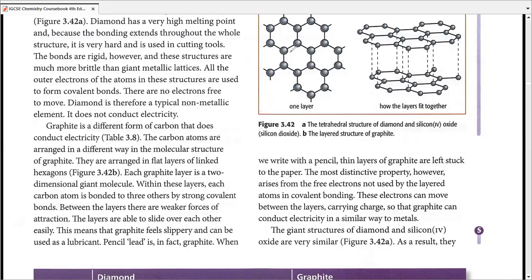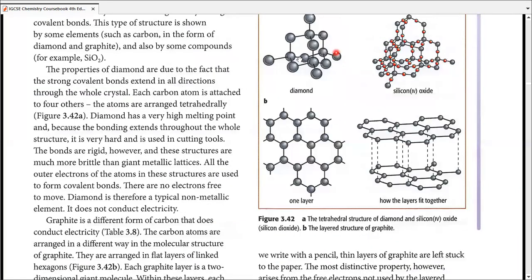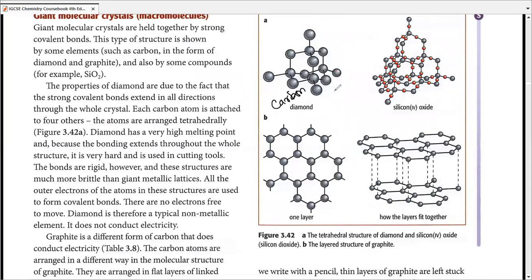Okay, moving on. So the most distinctive property arises from the free electrons that are present in between the layers, and these electrons can move freely. They can carry the charge. So graphite, even when it's made completely from a non-metal, carbon, can conduct electricity. Now, let me compare both. Diamond is made up of carbon atoms. Graphite is also made completely of carbon atoms. There is no other atom, but this one is a conductor of electricity, and this one is an insulator for electricity.